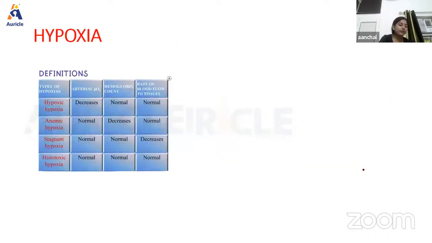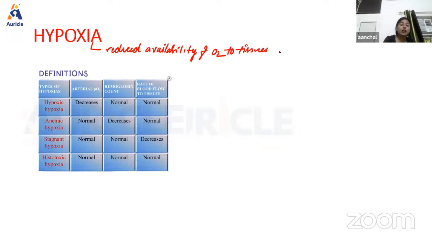Now next we have another important topic, that is hypoxia. Also students, please remember that hypoxia is a very important topic, and usually the question from hypoxia comes as a short question and also as a long question. So what is hypoxia? Hypoxia means the reduced availability of oxygen to tissues. And one more term is there, that is anoxia.